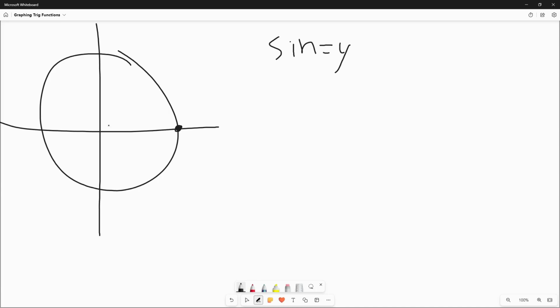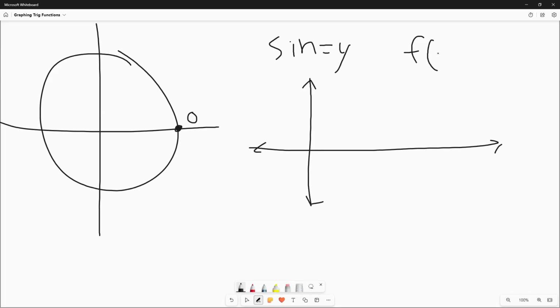So on this point where the angle is 0 radians, the y value is 0, which means that for the graph of f of x equals sine x, if the x is 0 or the degree or radian is 0, then the output will also be 0. So that means the y-intercept or x-intercept is at (0, 0).